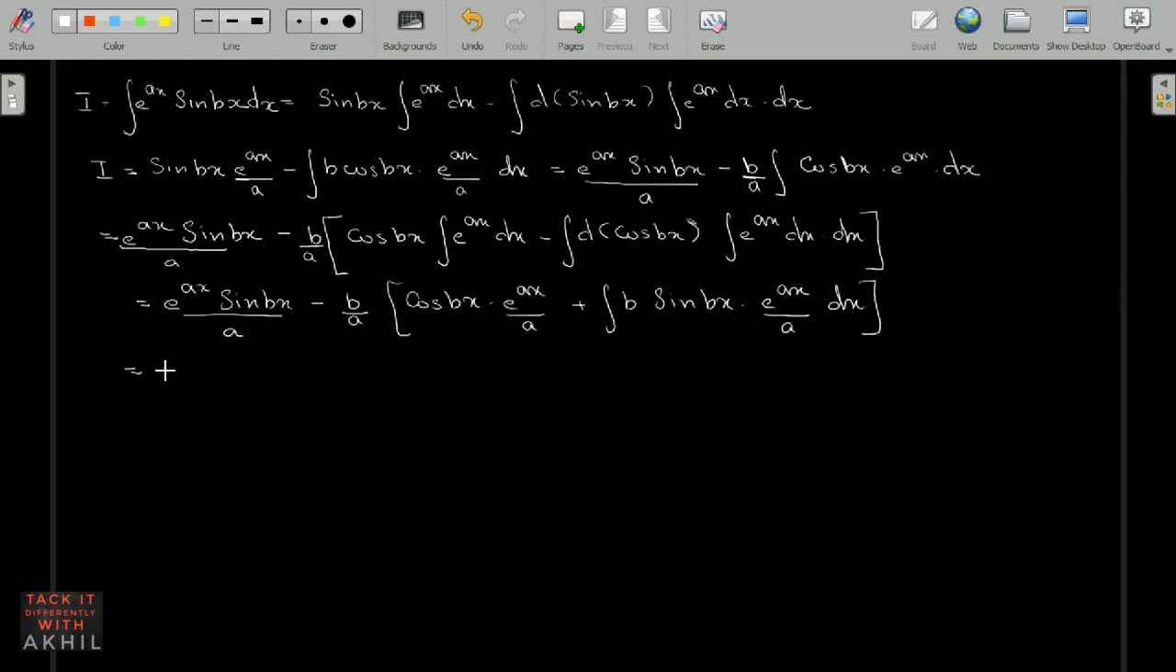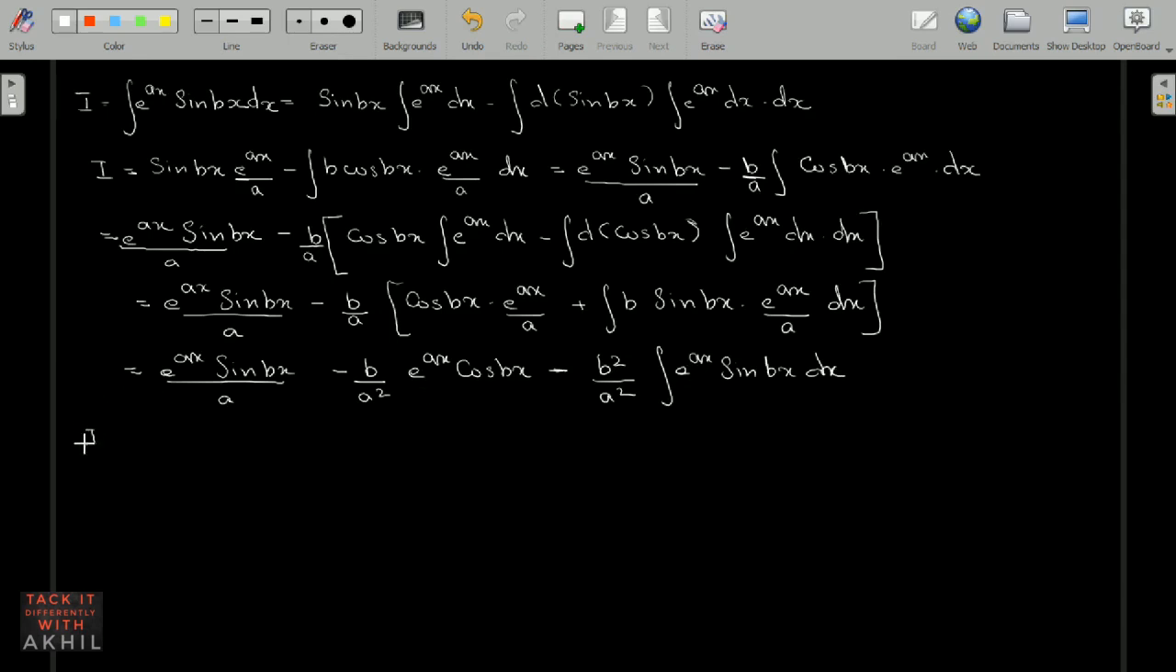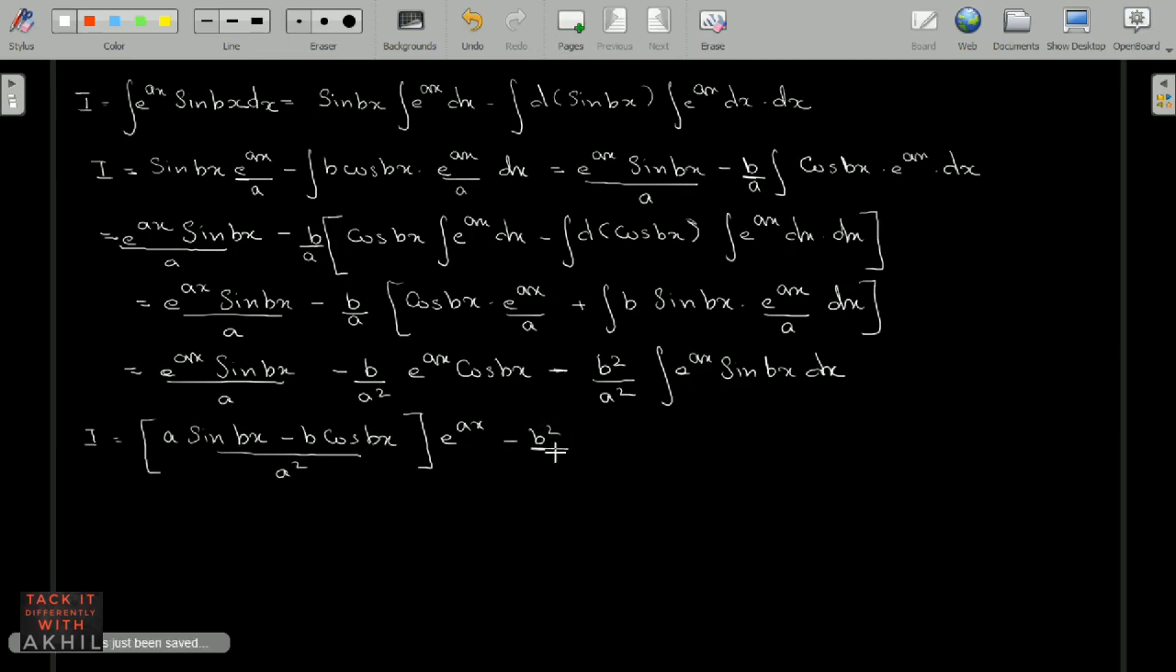So that is equal to e raised to ax sine bx divided by a, minus b by a into e raised to ax cos bx by a, minus b square by a square into the integral of e raised to ax sine bx dx. Therefore, we have I is equal to e raised to ax into a sine bx minus b cos bx, whole divided by a square, where I am taking the LCM there and taking e raised to ax outside, minus b square by a square. We can see that the integral is nothing but I itself.